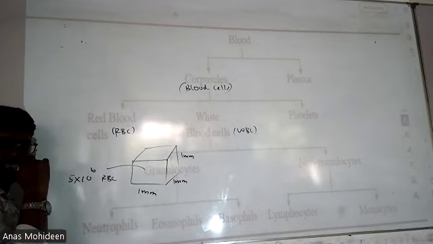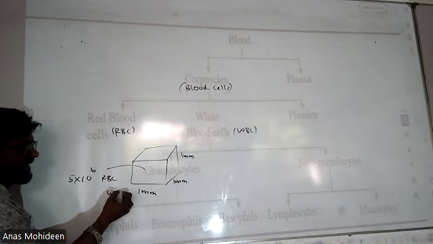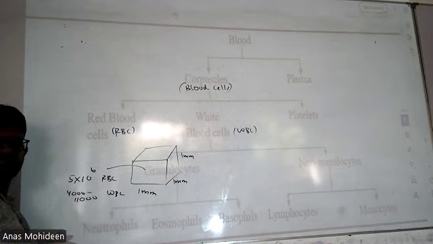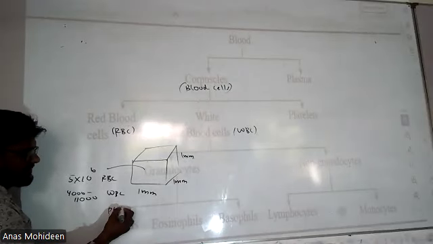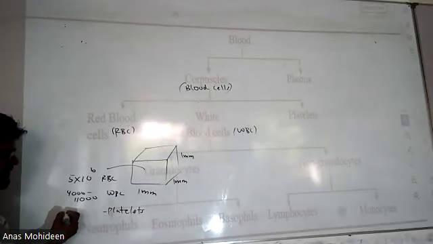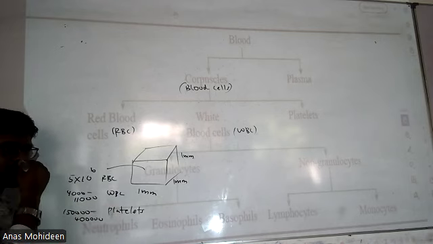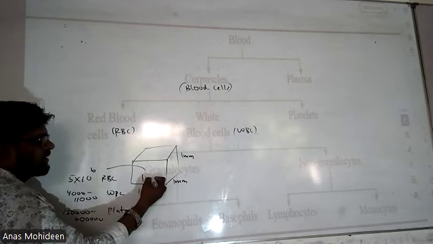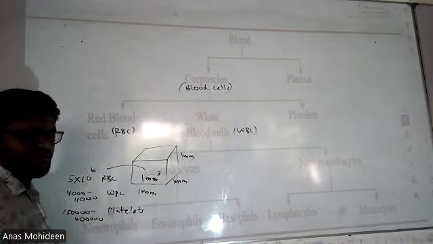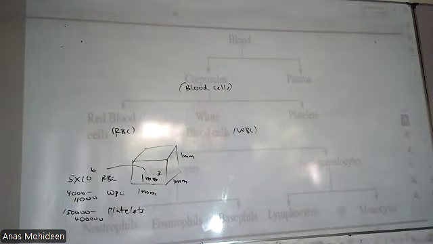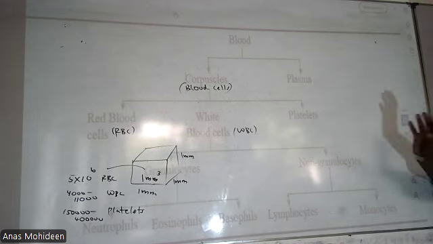So RBCs, 5 million are there. Gender-wise, it is different; a small difference is there. And WBC, it's about 4,000 to 10,000 or else 11,000. And the platelets, it's about 150,000 to 400,000 in 1 cubic millimeter of blood. You understand? So in 1 cubic millimeter of blood, this is the average amount of cells present. If you have a doubt, go home and count.